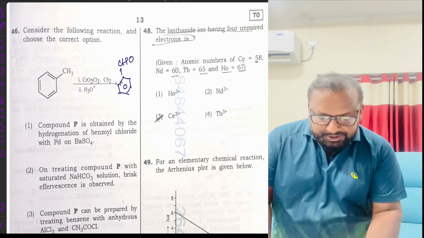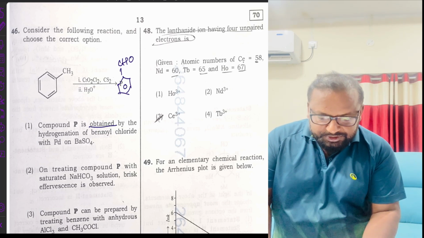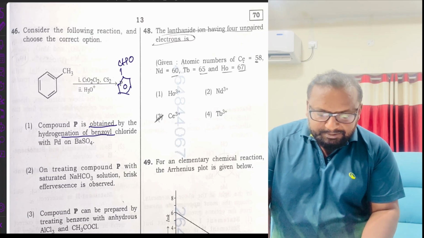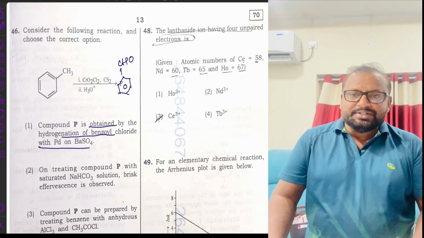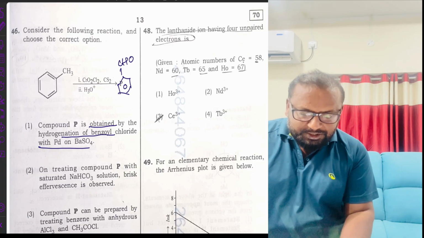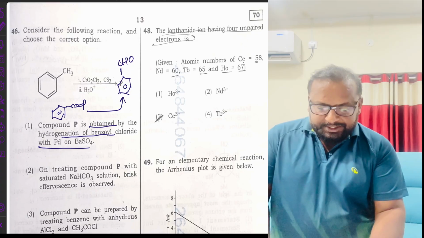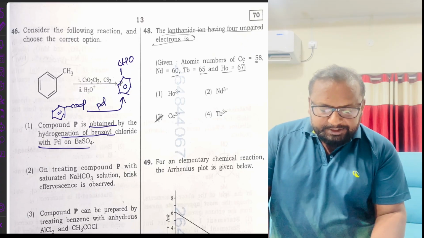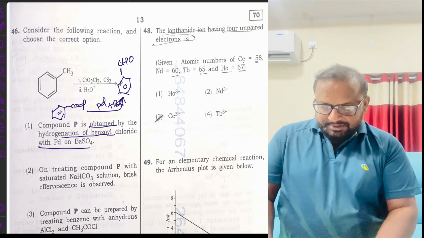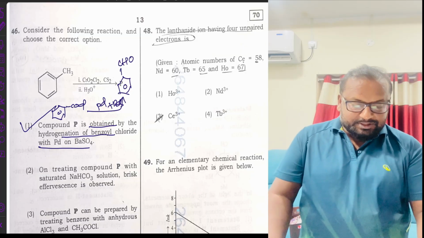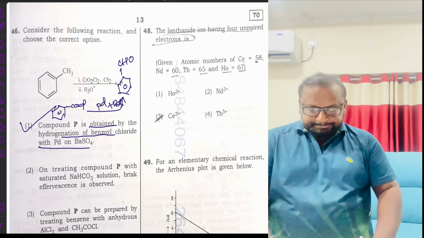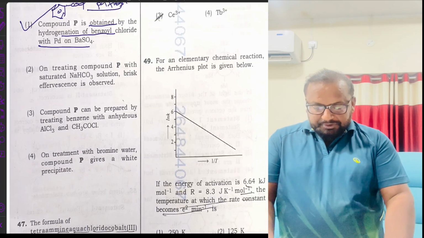Compound P can be obtained by hydrogenation of benzoyl chloride by palladium and barium sulfate. So this is true. Why? Because in Rosenmund reduction, benzoyl chloride is converted to benzaldehyde by means of palladium and barium sulfate. So option 1 is obviously the correct statement, right? So we don't even look into the other ones.